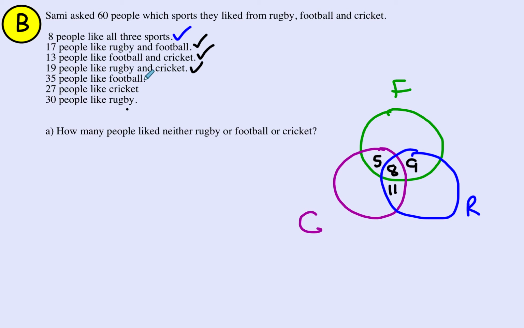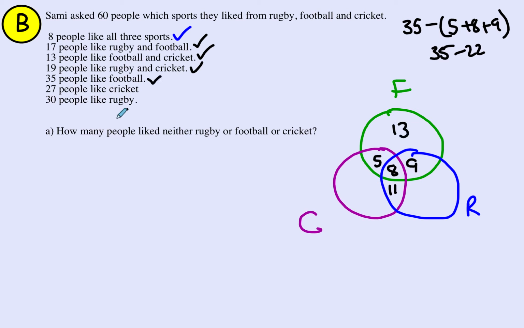35 people like football altogether. So the calculation I would need to do is 35 take away 5 plus 8 plus 9, and that will give me 35 take away 22, which will give me 13. So 13 people like this.